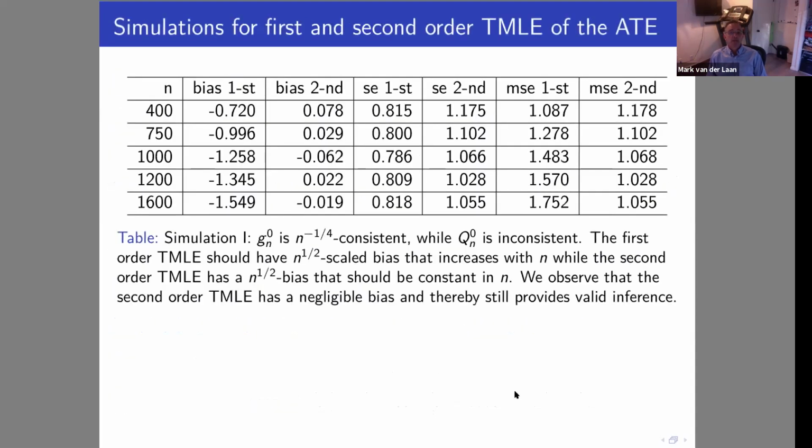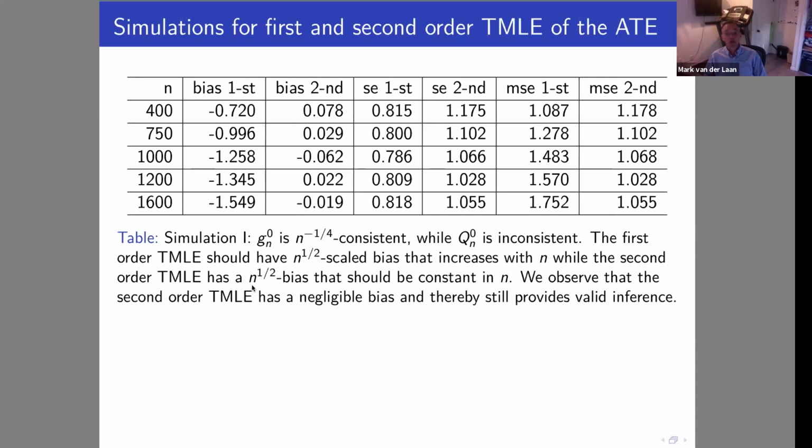Okay, so I want to end the last few minutes with some simulations. These are simulations for the treatment-specific mean. And here you see the bias of the first order TMLE and the bias of the second order TMLE, where we make the propensity score n to the quarter consistent, but Qn0, the outcome regression, is inconsistent. So in this case, you would expect that the first order TMLE should have a root n scaled bias that actually increases, so it's not even asymptotically linear. The second order TMLE should have a root n scaled bias which should become constant.